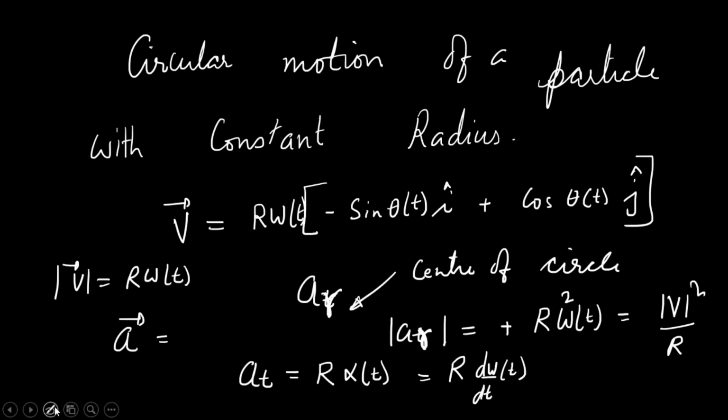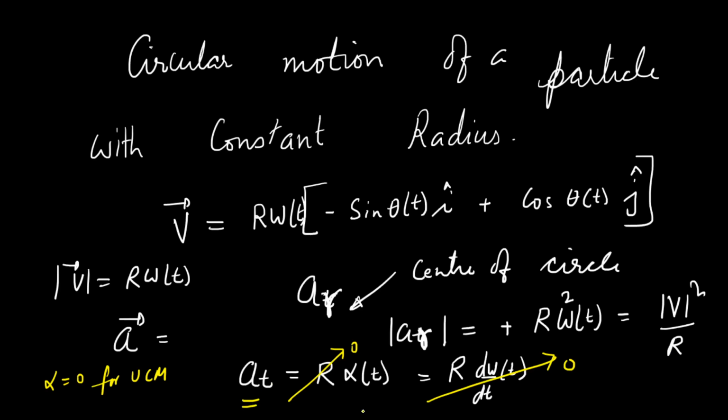And what we realize is that in uniform circular motion, this quantity is 0 because alpha is 0. That is because omega is a constant and d omega by dt is 0. So alpha is equal to 0 for uniform circular motion. And that is why everything else is fine except for this tangential component, which now appears.